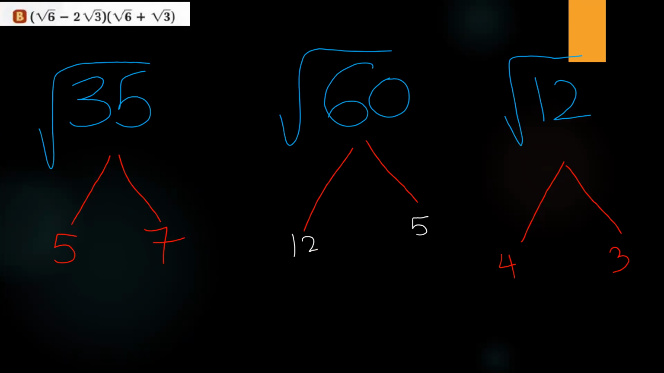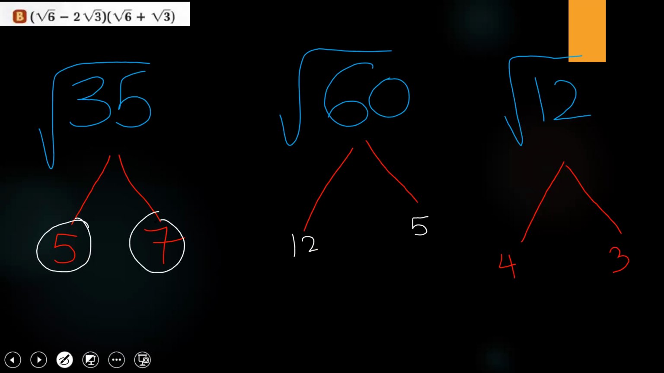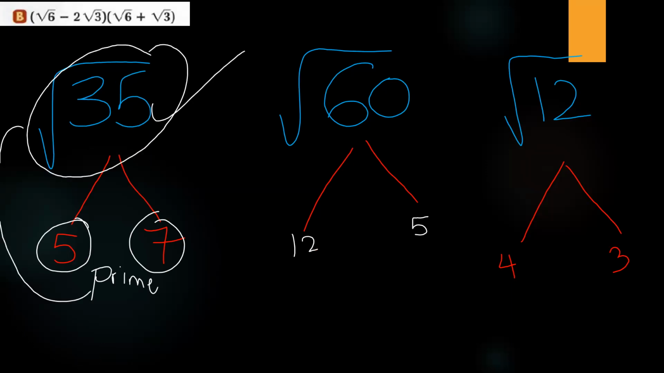Now look at the first one, 35. Look at 5 and 7. Now ask yourself, are 5 and 7 prime numbers? Yes, 5 and 7 are prime numbers. Since they are prime, I will say that the square root of 35 is the simplified one. I will stop here. I will not simplify it.